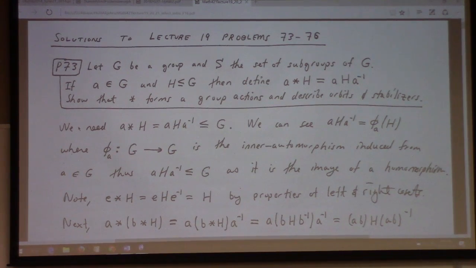we're asked to show that it forms a group action, so that means that we need to check a couple things. First of all, check that the proposed action actually goes into the sort of object it allegedly goes into, right? So like, if you conjugate a subgroup, is it again a subgroup, right? So that's the first thing. The thing is that that's the image under the inner automorphism, phi sub a.